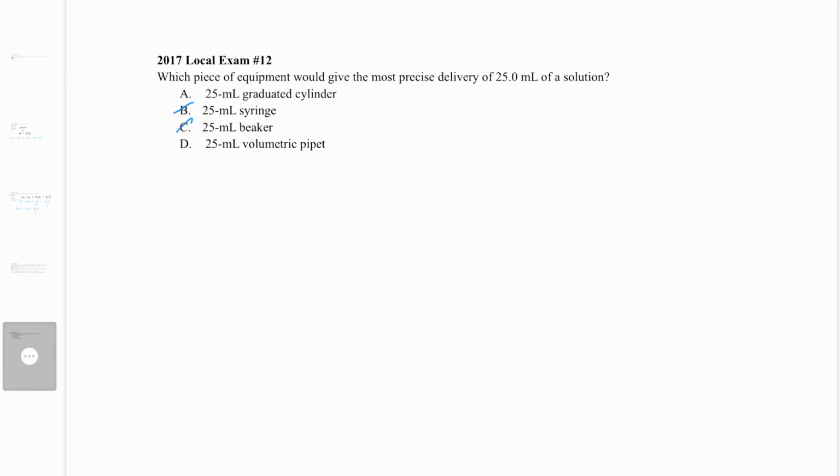D, a 25 ml volumetric pipette. Now, a 25 ml volumetric pipette is going to be more accurate than a 25 ml graduated cylinder. So you would use a pipette instead of a graduated cylinder. Just a quick note though, if the question asked what would be the most precise way to give a 20 ml delivery, then the answer would be a graduated cylinder. And that's because a pipette, I'll try to draw it, a pipette only has one marking. If you've reached that marking, that's 25 mL, but there's only one marking, so you would have no idea when you've reached 20 mL.